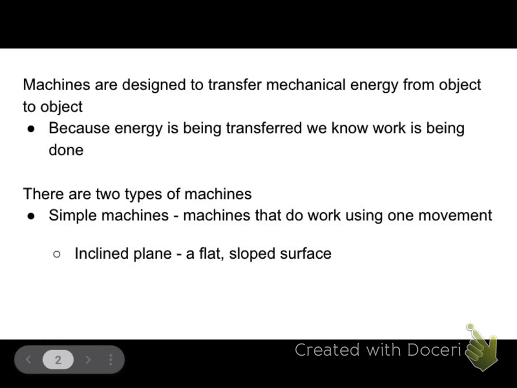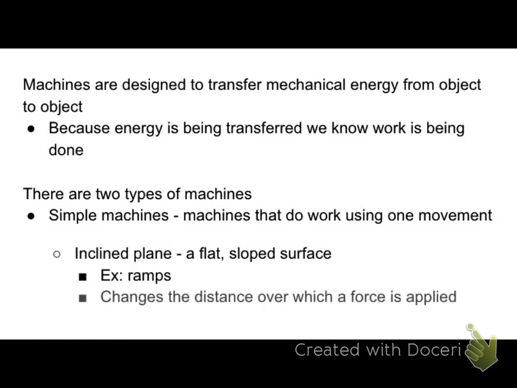An inclined plane is a flat, sloped surface. So an example that you have probably experienced is a ramp. You have a flat surface that slopes from a low level to a high level. And what this does is it changes the distance over which the force is applied. So it's not affecting the direction of the force. It's just affecting the distance that it acts over.